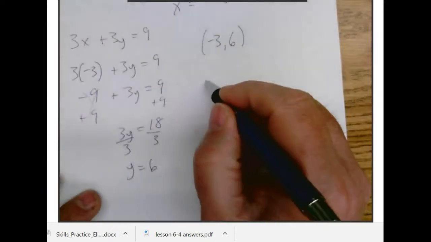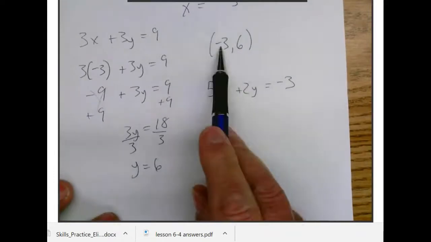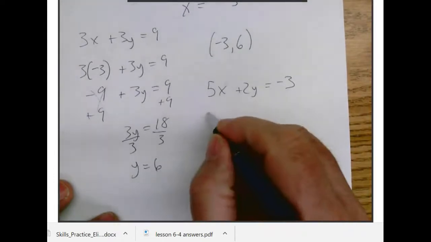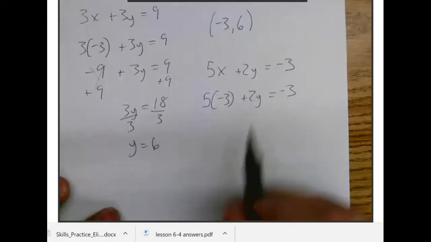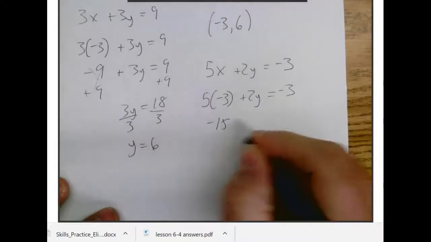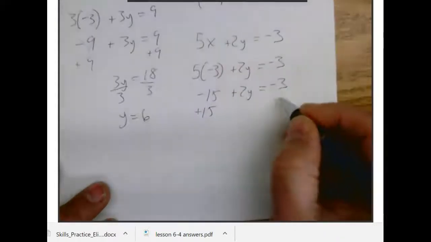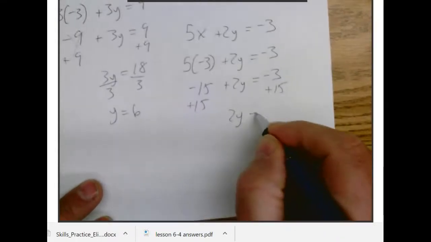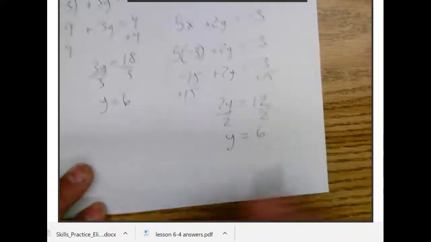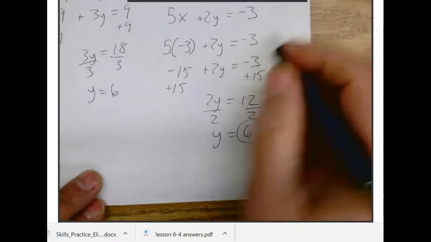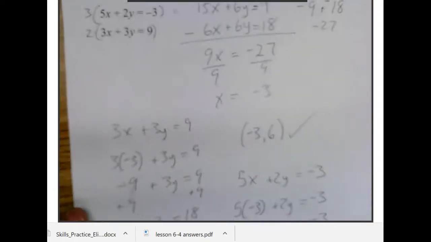So let's use the other one: 5x plus 2y equals negative 3. Let's plug in for x and see if we get 6 for y. So 5 times negative 3 plus 2y equals negative 3. I plugged in the negative 3 for x. We get negative 15 plus 2y equals negative 3. We're going to add 15 to both sides, and we're going to get 2y equals 12. And then we're going to get y equals 6. And we got what we wanted. So that's our solution, negative 3, 6. That's how you do these multiplication problems.